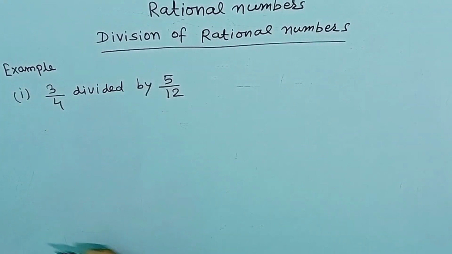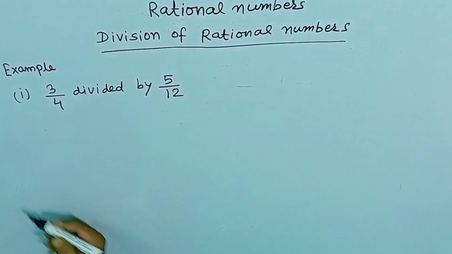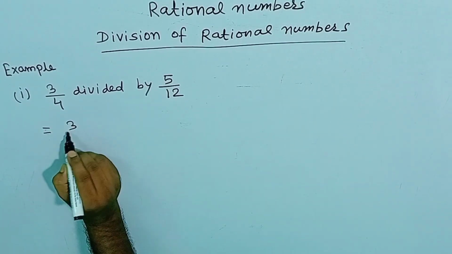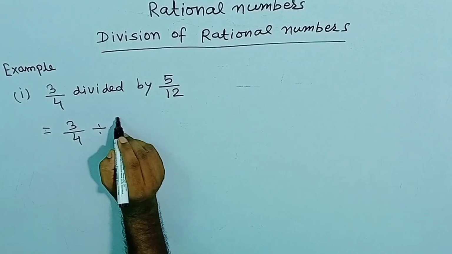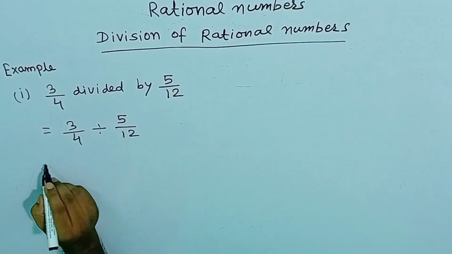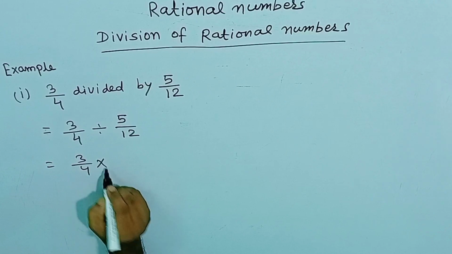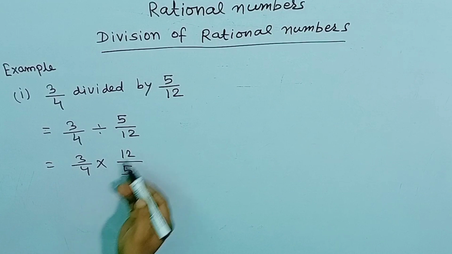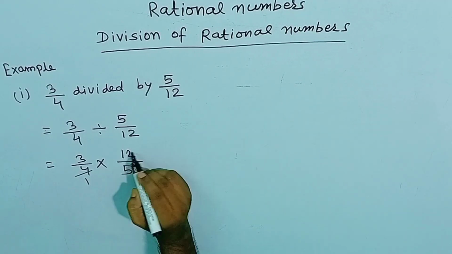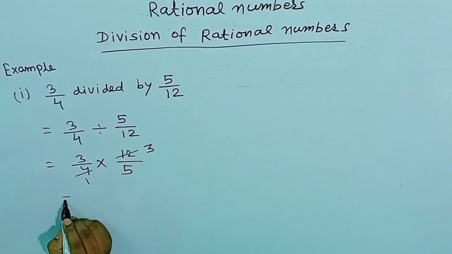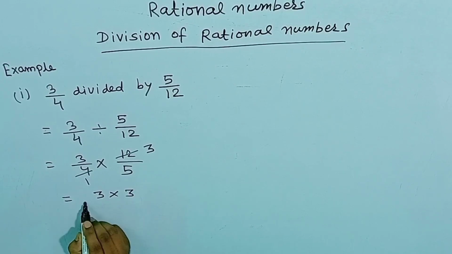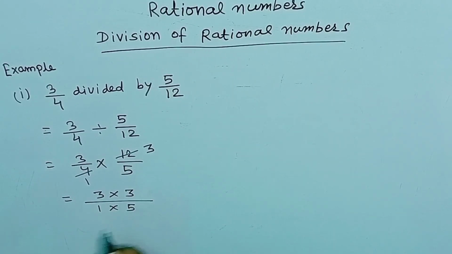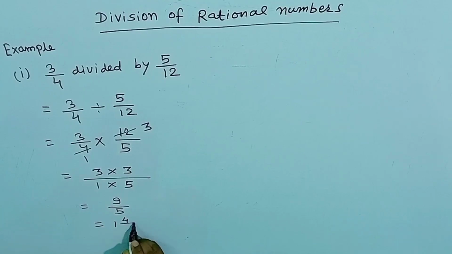of rational numbers के कुछ examples लेंगे। 3 by 4 divided by 5 by 12 is equal to हम लिख सकते हैं 3 by 4 divided by 5 by 12 is equal to 3 by 4 into reciprocal of 5 by 12, that is 12 by 5. अब हम यहाँ 4 और 12 को कैंसिल करेंगे। 4 1 जा 4, 4 3 जा 12 is equal to हमें मिलेगा 3 into 3 और यहाँ denominator में 1 into 5 is equal to 9 by 5 is equal to 1 whole 4 by 5.